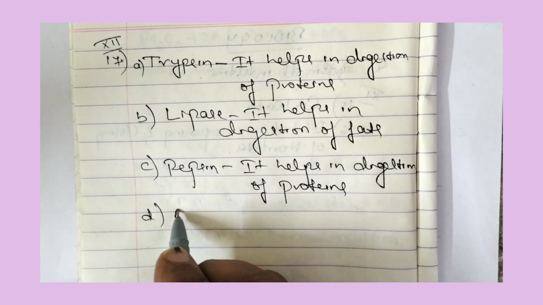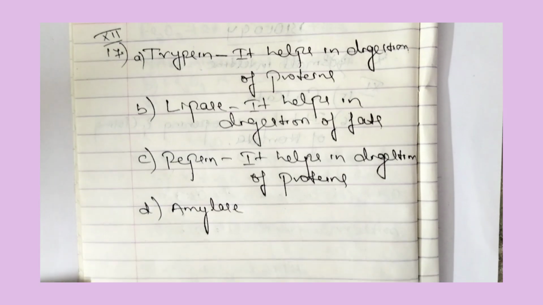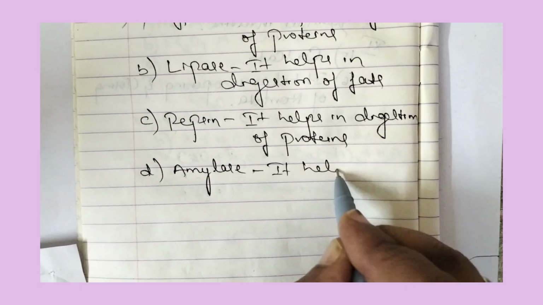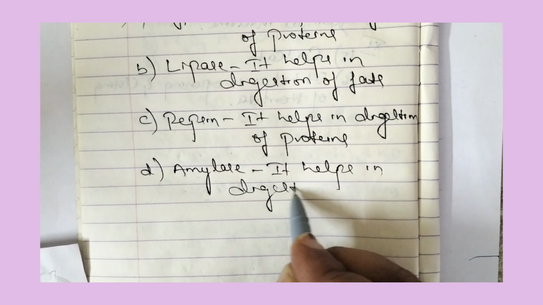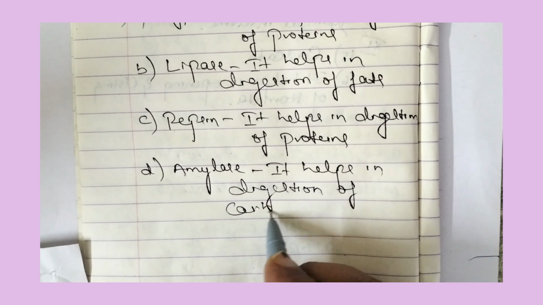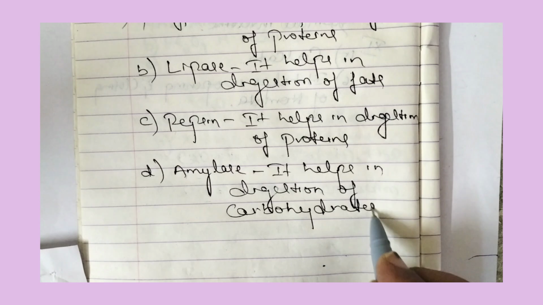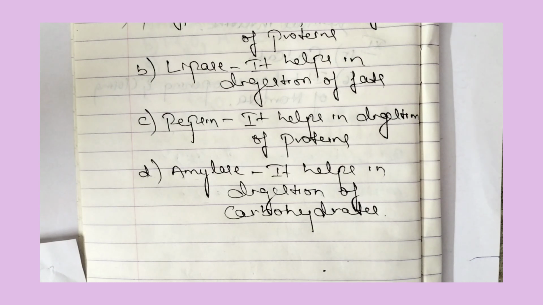Then amylase, that is pancreatic amylase. It helps in digestion of carbohydrates. So these are the food components that are digested by the following enzymes.